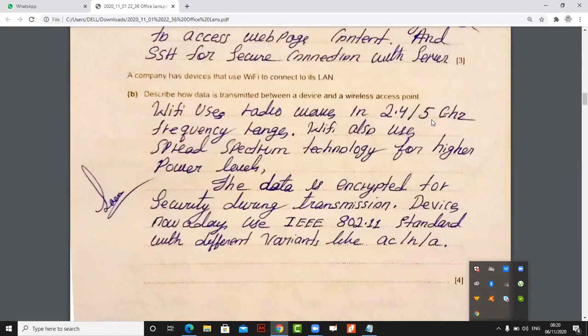There are 2 different frequency ranges that we have. Okay, Wi-Fi also uses the spread spectrum technology, जो पहले use होती थी by military like 3 decades back, मगर अब it's used by Wi-Fi. Okay, ये basically use होती है.